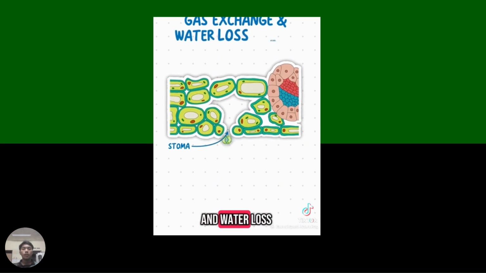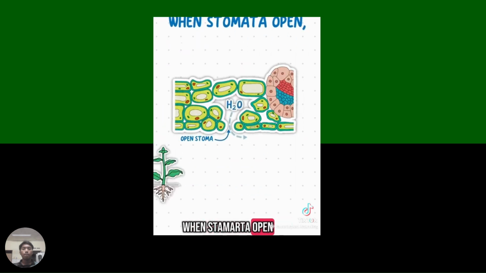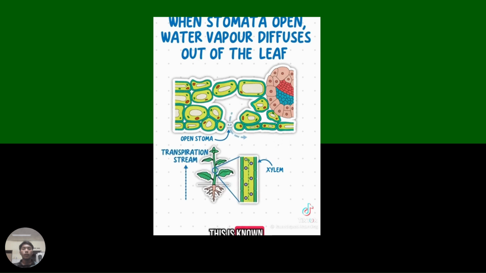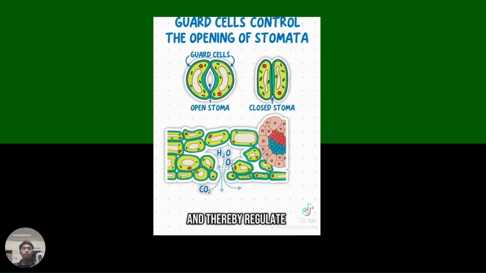Gas exchange and water loss in plants occur through the stomata, which are small pores found on the underside of leaves. When stomata open, water vapor diffuses out of the leaf, which creates a pull that drives a stream of water through the xylem. This is known as the transpiration stream. Guard cells control the opening of stomata and thereby regulate gas exchange and water loss in plants.